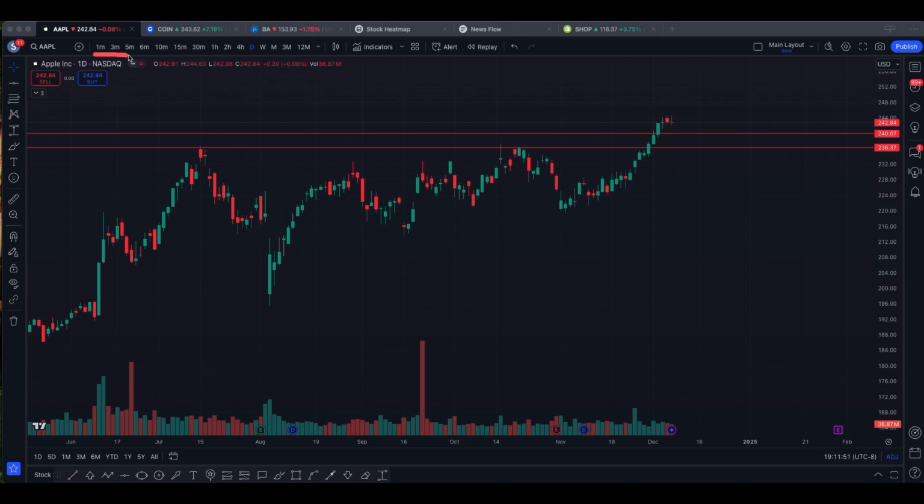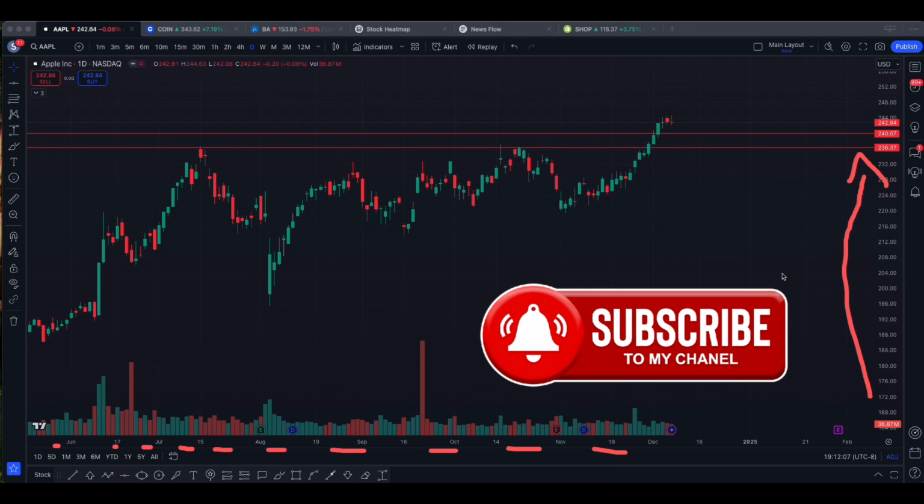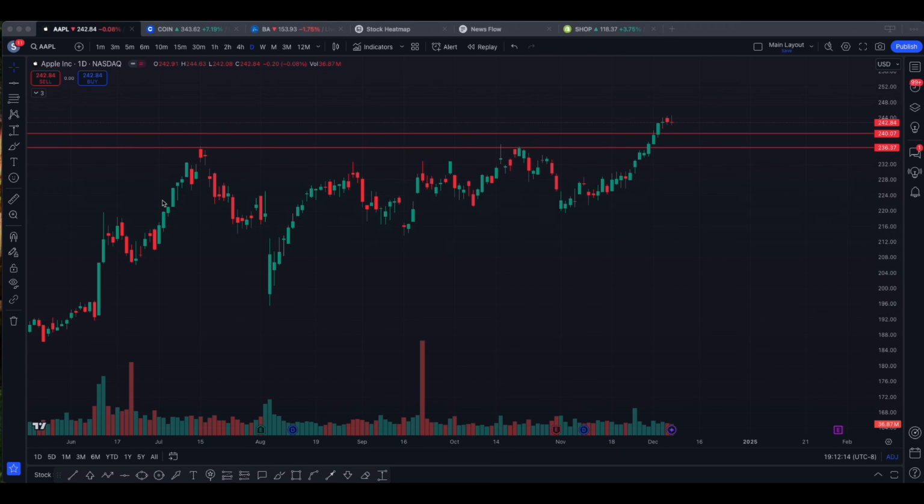On the top right here, you have the time frame. Right now I'm on Apple and on the daily time frame. So D stands for daily time frame. And down here is the timeline, and this right here is the price of the asset. So here that'll be the price of Apple. So let's talk about how to read a trading chart.